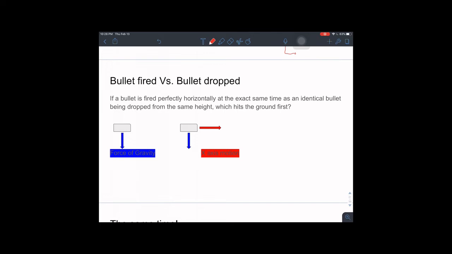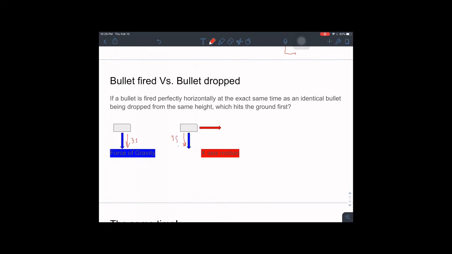If a bullet is fired perfectly horizontal at the exact same time as an identical bullet is being dropped, if these bullets are from the same height, which hits the ground first? They actually hit the ground at the same time. Because if they're from the same height, if we're only looking at the y-axis, that's the up and down axis, the force of gravity affects both of these things at the same time. So, if this one took 3 seconds to fall, this one will take 3 seconds to fall.